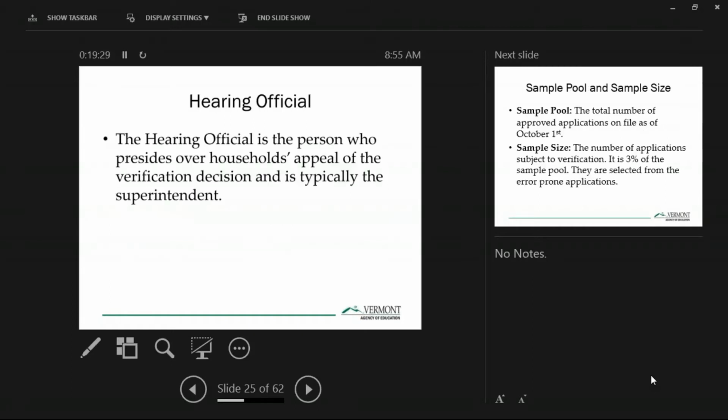You are also required to have someone designated as the hearing official. The hearing official is the person who presides over a household's appeal of the verification decision. This role is typically filled by the superintendent. They're typically the hearing official during the overall eligibility certification process as well, if folks want to appeal the approval or denial of their free and reduced price meal application.